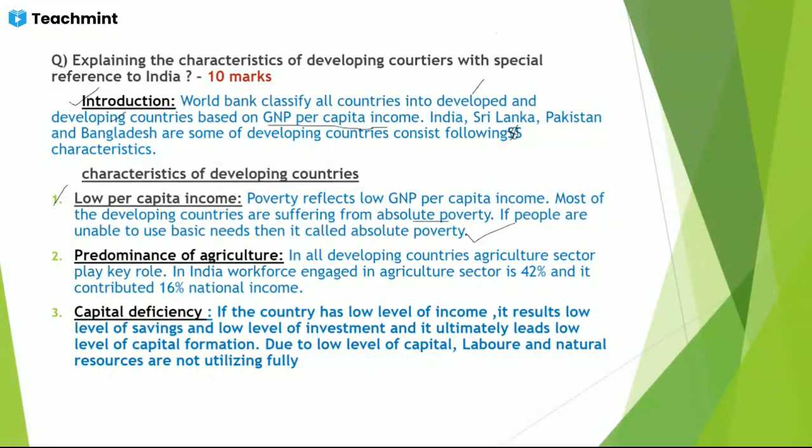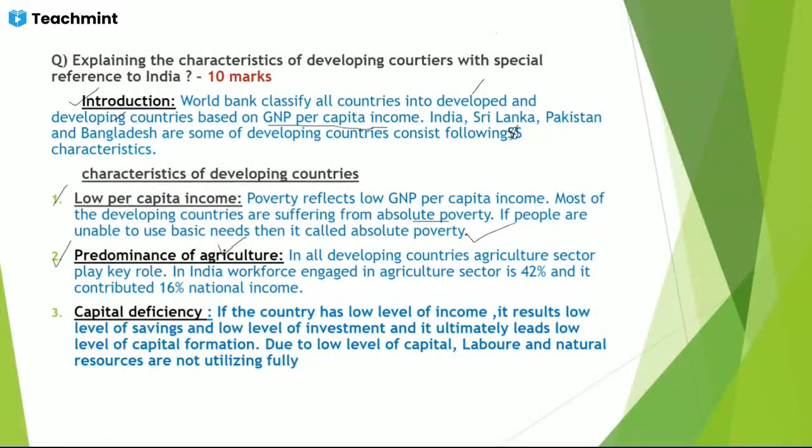And the next point is predominance of agriculture. Dominance means it dominates the other two sectors. So the agriculture sector dominates the other two sectors. In all developing countries, including India, the agriculture sector plays a key role.